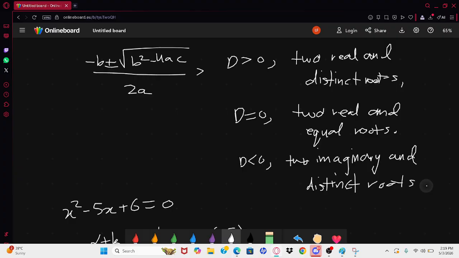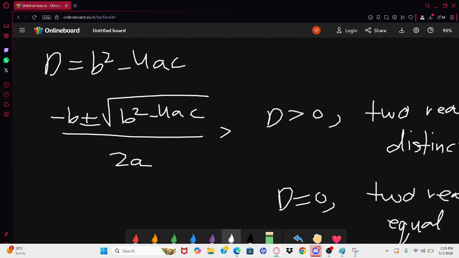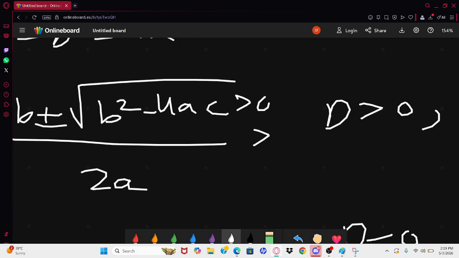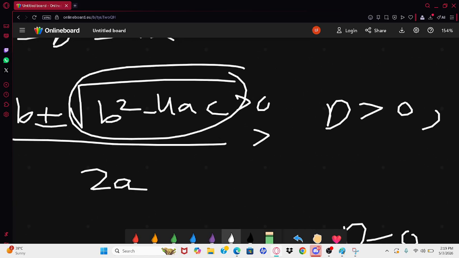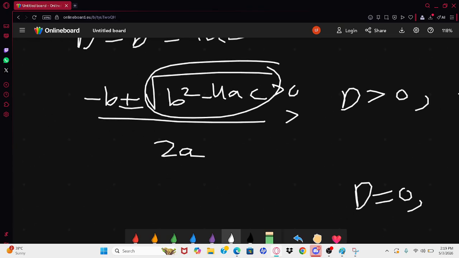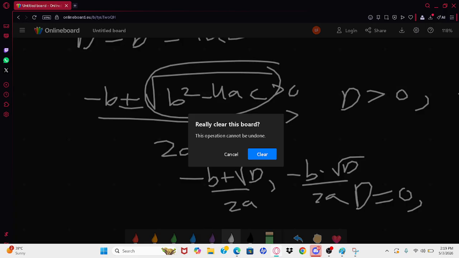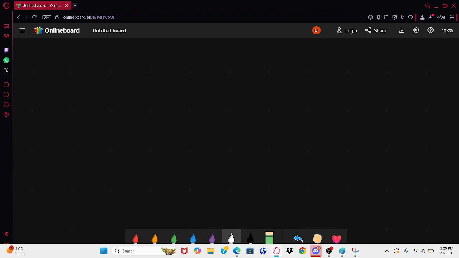Now, how does this work? Let's say this quantity is greater than 0. This would be a radical expression, or it would simplify to some perfect square, in which you get two roots, minus b plus the square root of d over 2a, and minus b minus the square root of d over 2a. Let's just do this on a new page. So, we're going to get two real roots.